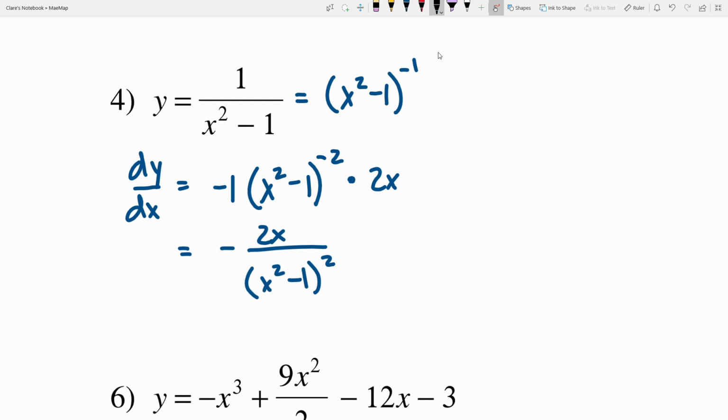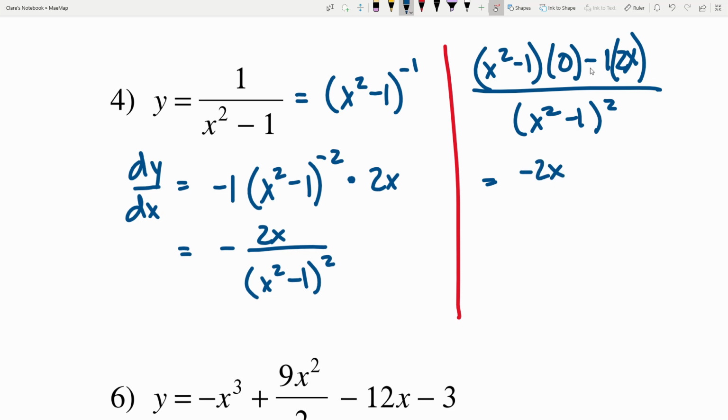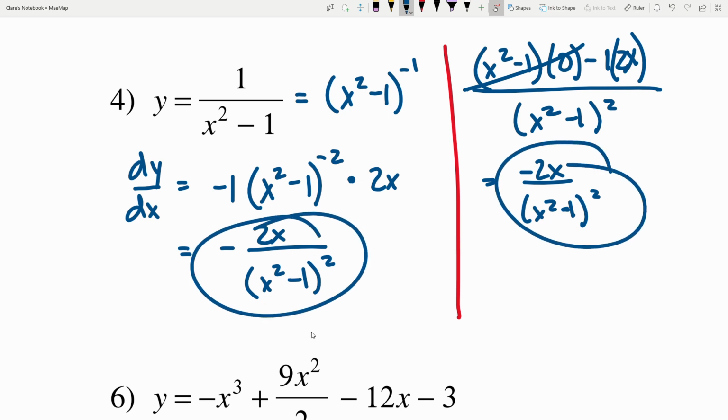And real quick, just to show you that that's what we would have gotten when we did the quotient rule, I'll draw a little line here. Low d high, so x squared minus 1 times the derivative of 1, which is 0, minus high, which is 1, times the derivative of our low, which is 2x, all over low squared, x squared minus 1 squared. This is going to be equal to -2x all over x squared minus 1 squared. So you can see, it doesn't matter which way you take the derivative, you're going to get the same result.